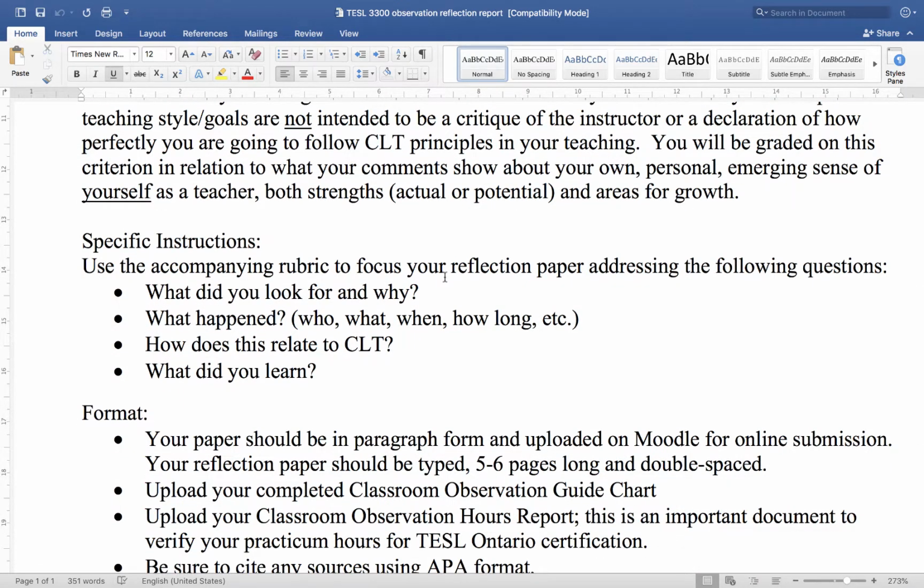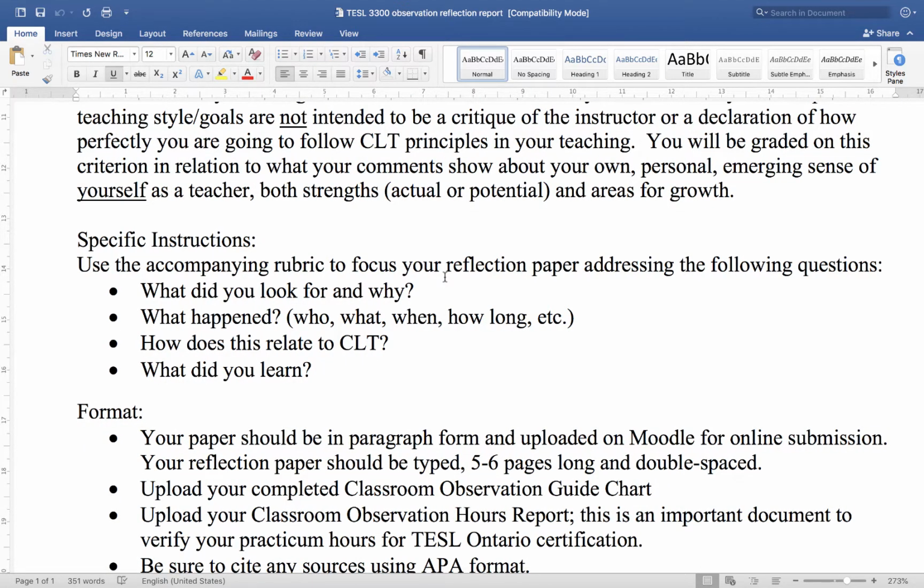As specific instructions, you would use the rubric that I'm about to pull up to focus your reflection paper addressing the following questions. What did you look for and why? So this should have a direct connection to the highlights on your classroom observation guide.